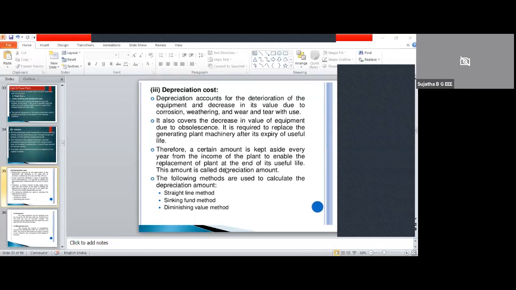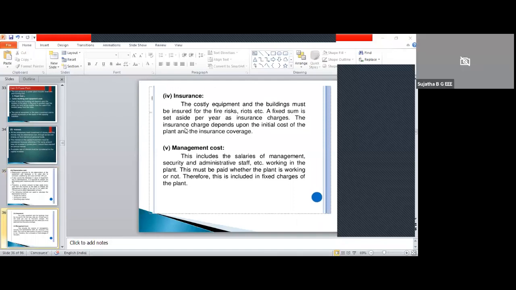Next is insurance. This is all general, you can understand. The costly equipment and the buildings must be insured for fire risks, riots, etc. A fixed sum is always set aside per year as insurance charges. These insurance charges depend upon the initial cost of the plant and the insurance coverage. So this is also under fixed cost.